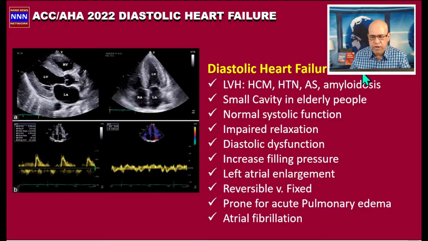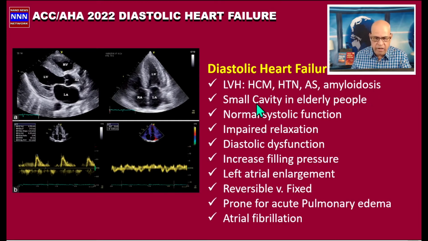Here is a very important fact. 50% of the heart failures belong to the diastolic heart failure category. That is the thick ventricle, left ventricular hypertrophy. They may have hypertrophic cardiomyopathy. It may be seen in patients with aortic stenosis, or it may be seen in infiltrative diseases like amyloidosis.